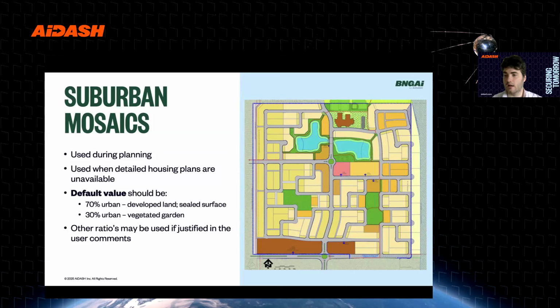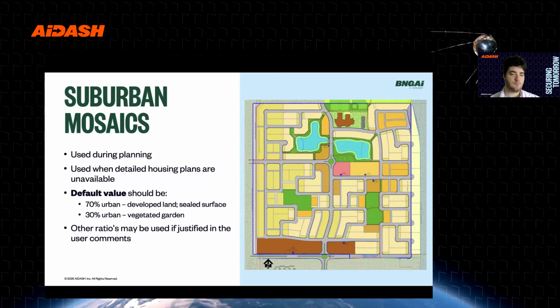Otherwise, this default value of 70/30 exists. And so those are the three different mosaic types that exist within the metric for you to use. And as you can see, they have three different purposes.